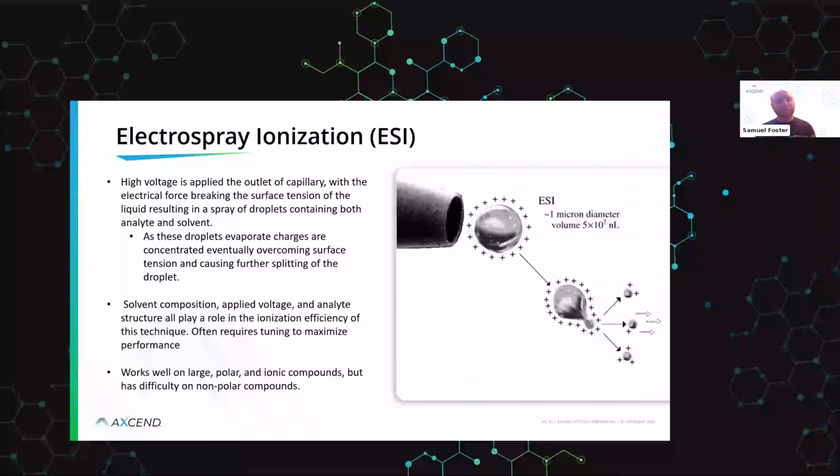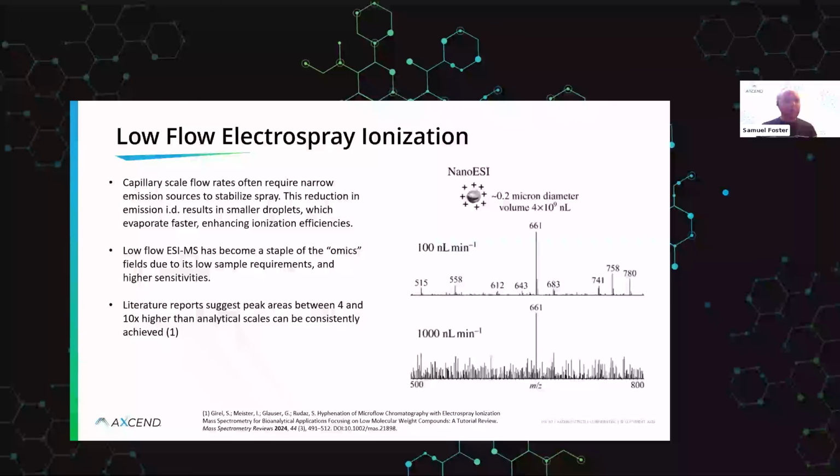Now, when you reduce your flow rate, you often reduce the inner diameter of your tubing, and you're able to produce smaller and smaller droplets, which ionize better, and they often produce better sensitivities. This does work on very large polar and ionic compounds, but it does struggle with nonpolar compounds, which is a drawback of the technique. Now, when working at these lower flow rates, you often see very significant sensitivity increases.